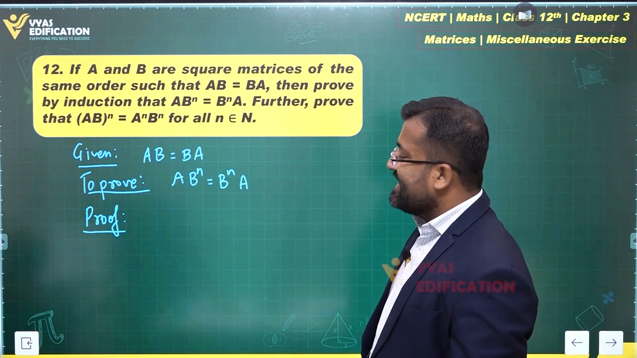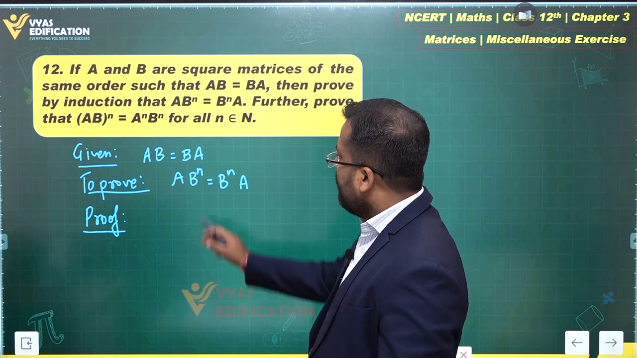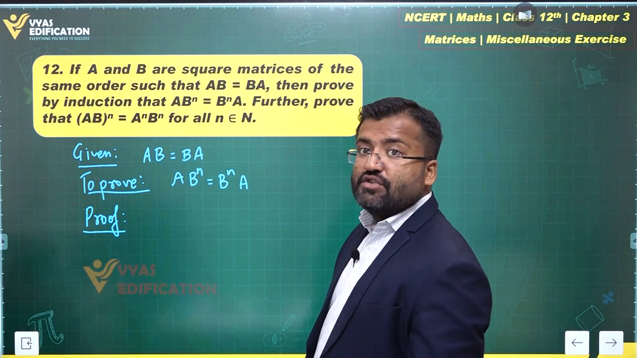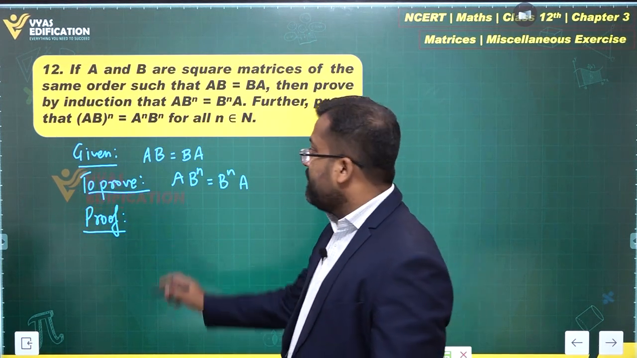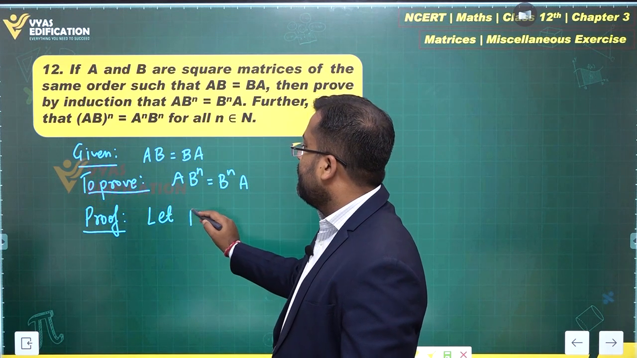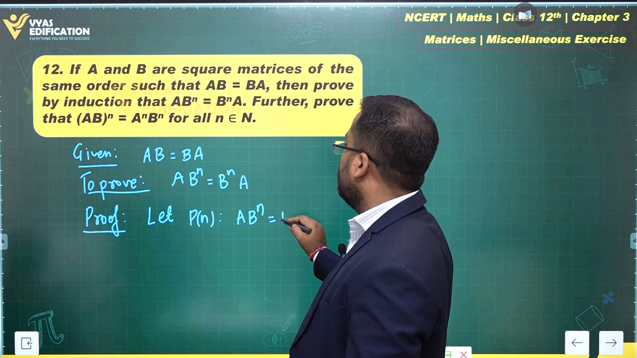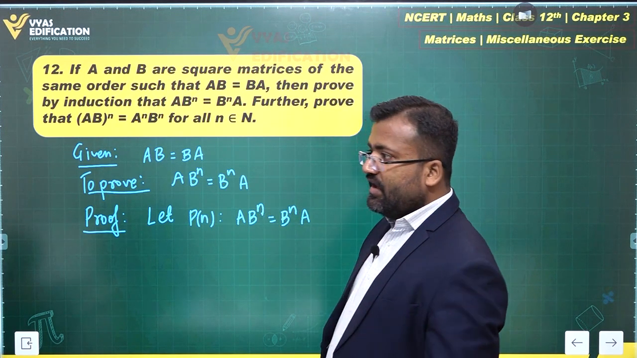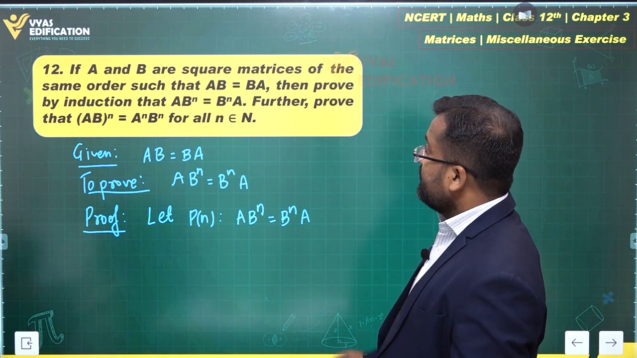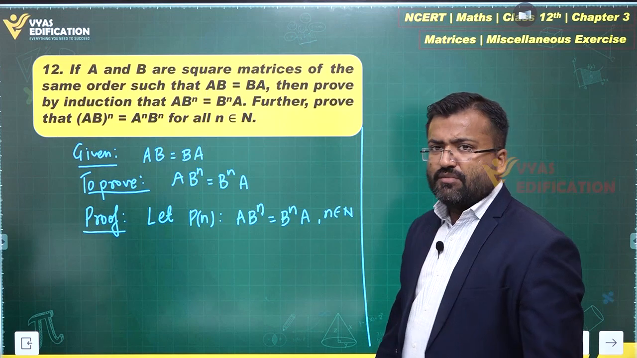Proof by induction says that what we have over here is (AB) power n is equal to A power n times B power n. So we'll have to assume a statement Pn. Let Pn be this statement: (AB) power n is equal to A power n times B power n, for all natural numbers n.